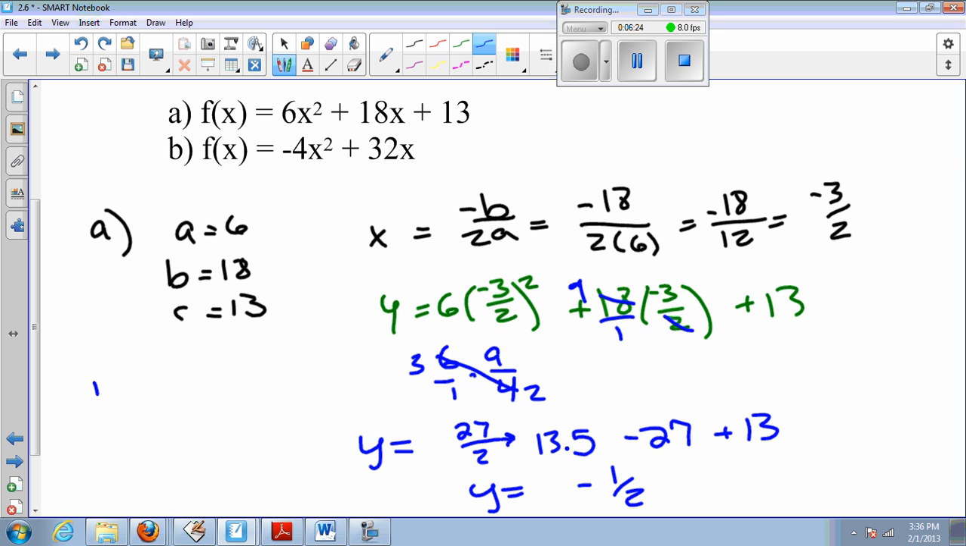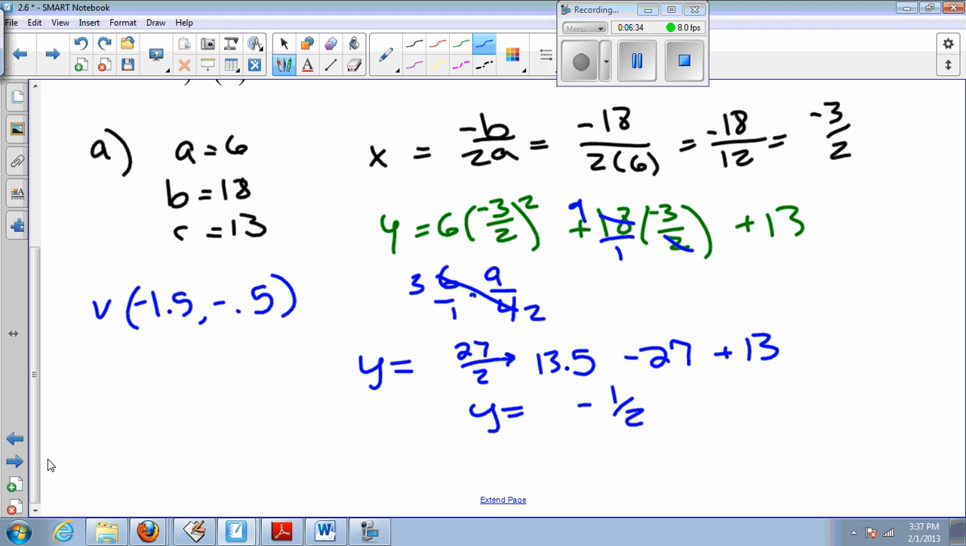So our vertex is at the point negative 1.5, negative 0.5. And we really care about where the minimum or maximum occurs. And because this opens up, it is a minimum at the y value negative 0.5.